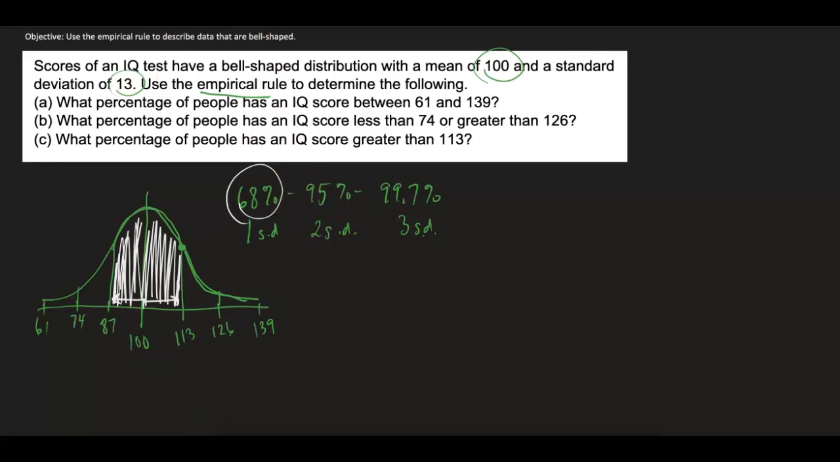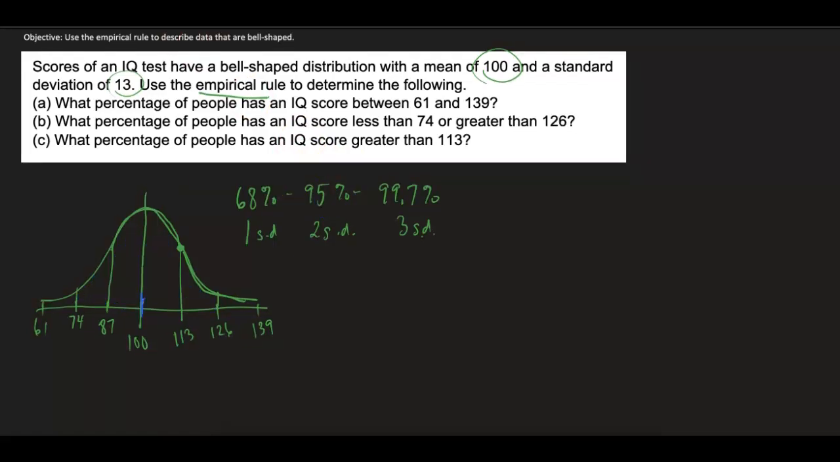What the next number means, the 95, says that 95% of the data falls within 2 standard deviations of the mean. So of the mean, 1, 2 standard deviations to the right and to the left, that contains 95% of the data. And then the last one, within 3 standard deviations, we have 99.7% of the data.